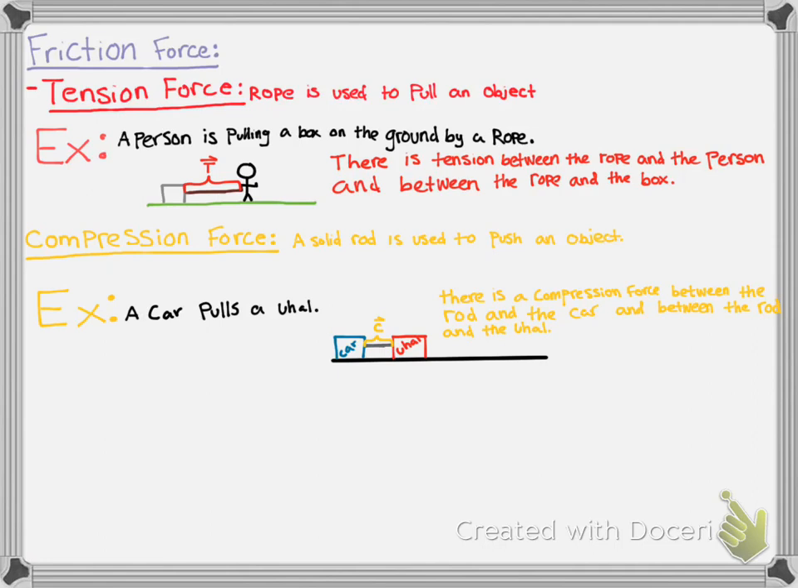Compression force. A solid rod is used to push an object. Example, a car pulling a U-Haul. There is a compression force between the rod and the car and between the rod and the U-Haul.